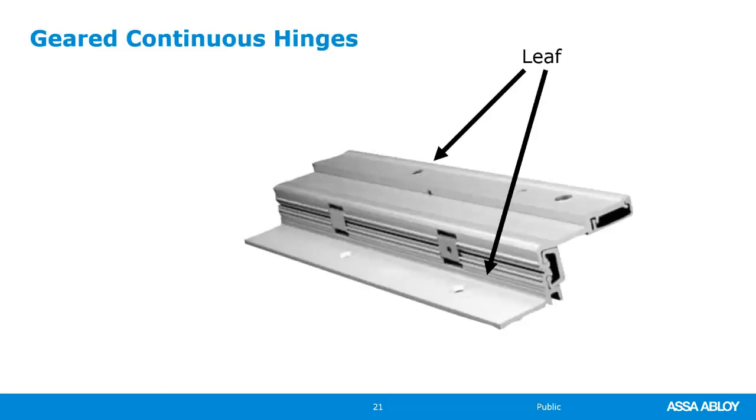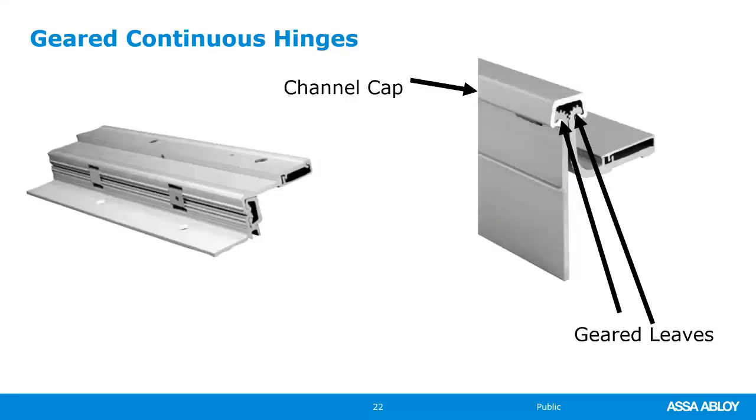Okay, let's take a look at the Pemko. The Pemko hinges consist of two full height paired and geared leaves. Each geared leaf rotates evenly from top to bottom, riding on a proprietary polymer blended bearing. The gear leaves and bearings are held together by a full-length channel cap. This assembly retains the smooth, clean lines of the door and frame while easily supporting heavy vertical loads.